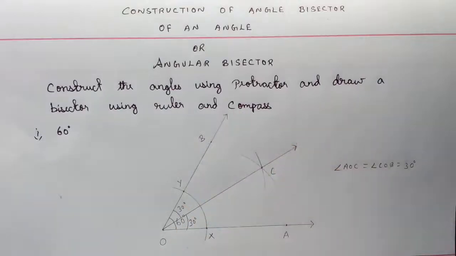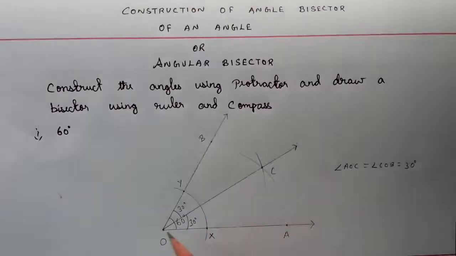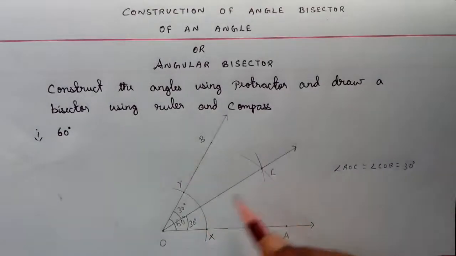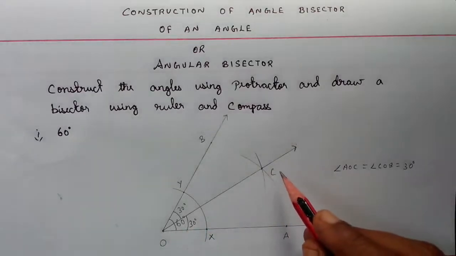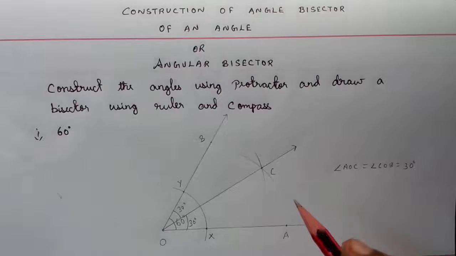I have drawn an angle 60 degree வரைஞ்சிட்டு இங்க ஒரு லைன் வரைஞ்சிருக்கேன் பாருங்க. ஒரு ray வரைஞ்சிருக்கேன். This ray will bisect this angle into two equal halves. இங்க 30 degree, இங்க 30 degree. It will be bisecting. So this ray OC வந்து angular bisector of angle AOB.